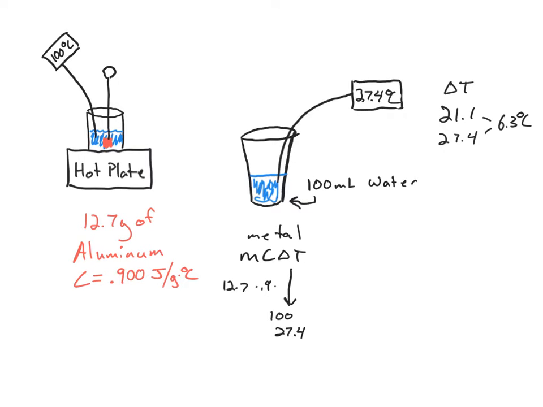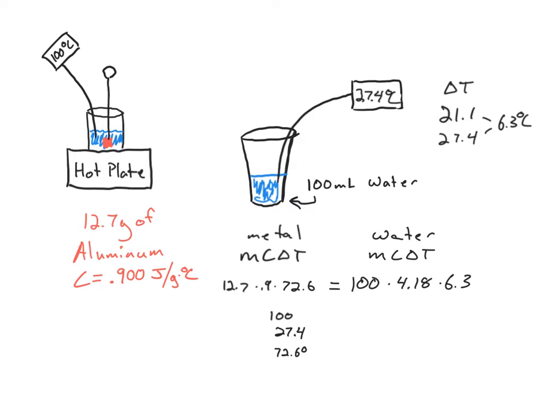So the piece of metal dropped from 100 degrees down to 27.4. Some quick mental math here. What's that? That's a 72.6 degree temperature change. So let's go ahead and put that in here, 72.6. And then my mc delta T for my water. Well, the mass of my water is 100. Remember I said whatever the volume is, that's the mass as well. Specific heat is 4.18, and the delta T is 6.3.